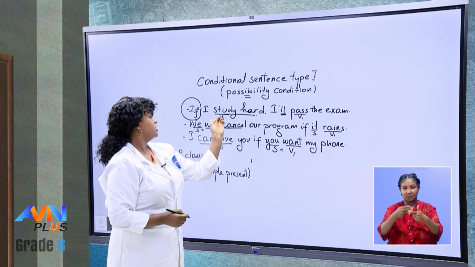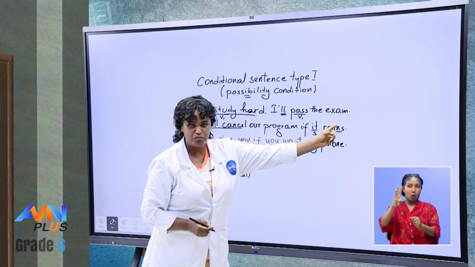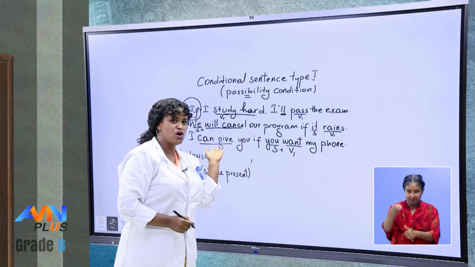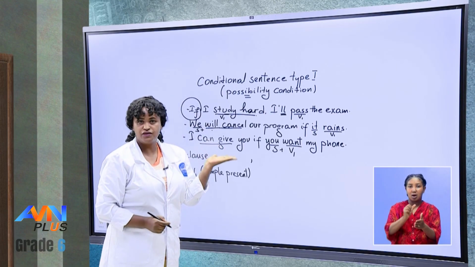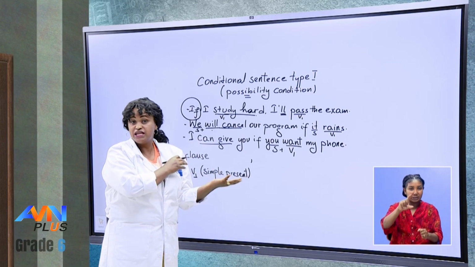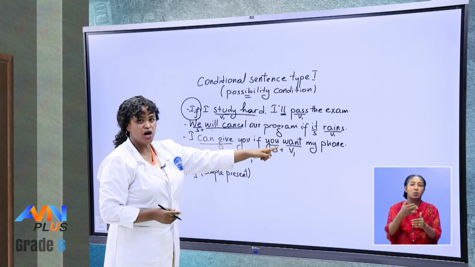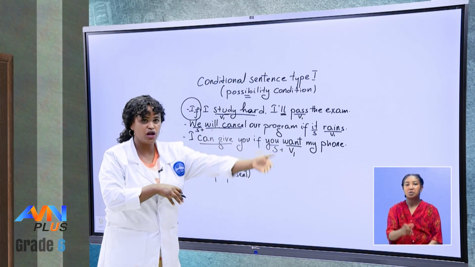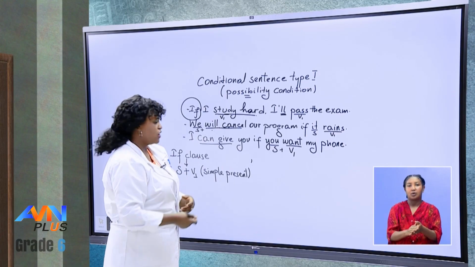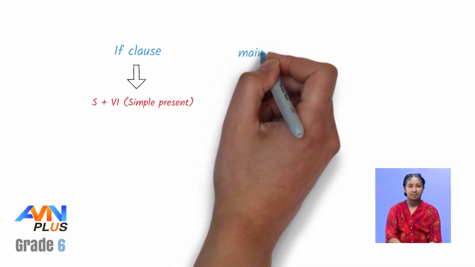Let's see. On the first one, I will pass the exam. I will pass. Okay. On the first one, we will cancel. What does this show? And even on this one, I can give you. As you know, can is a modal auxiliary. We can use it for present, future, and even for the past, right? So this time it is referring after you want. When do you want? Now. Then what does it follow? I can give you, right? Which means after now.